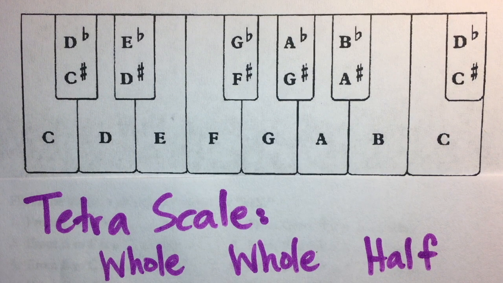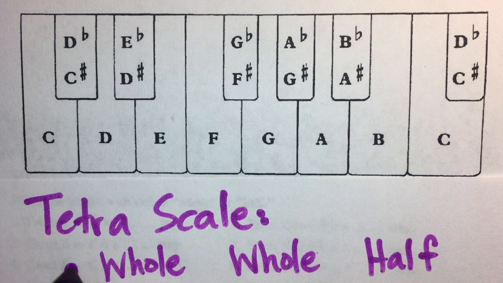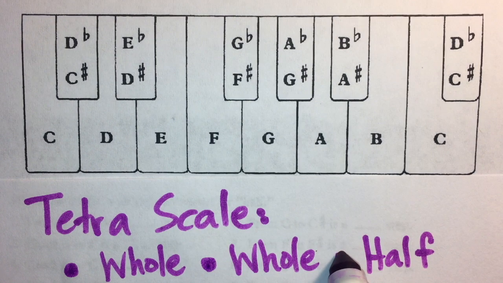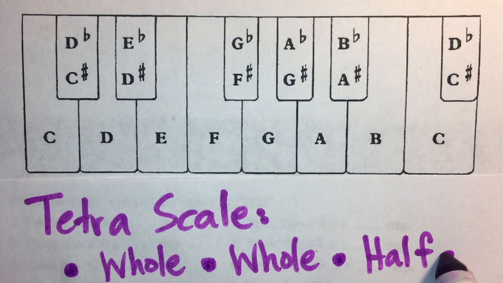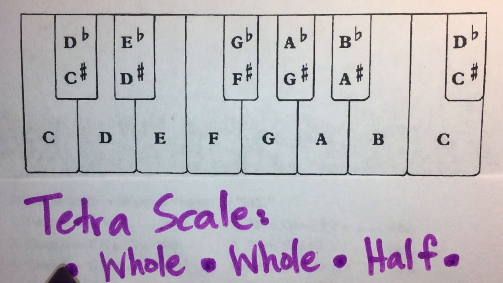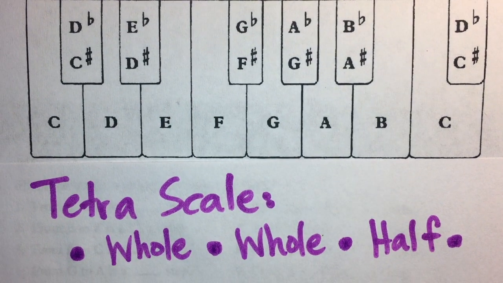So if we're making a tetrascale, we're going to have a note here, skip a whole step, have another note here, skip a whole step, have another note here, and have another half step here at the end, and have another note at the end. So we're going to have 4 notes, 1, 2, 3, 4, to make up a tetrascale. So let's go through some examples.